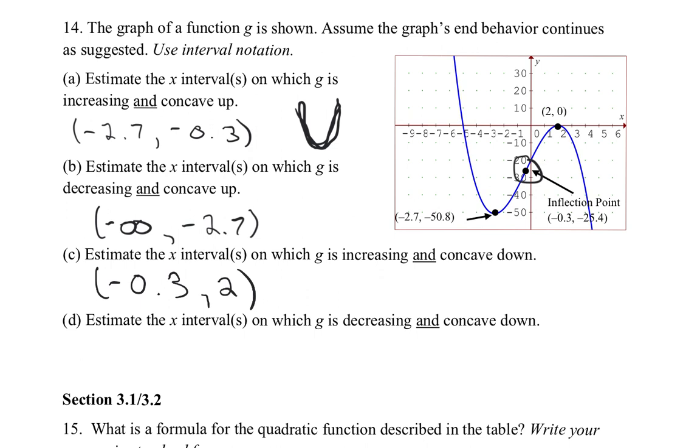Okay. Finally, we'll estimate the x intervals on which g is decreasing and concave down. Like I said, the graph switches to decreasing at x equals 2, and it seems to continue that way for the rest of the graph as x approaches infinity. So this is the interval on which g is decreasing and concave down.